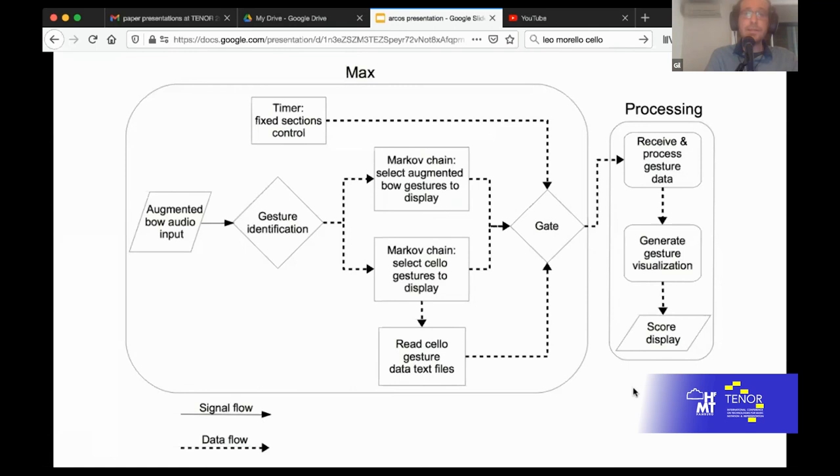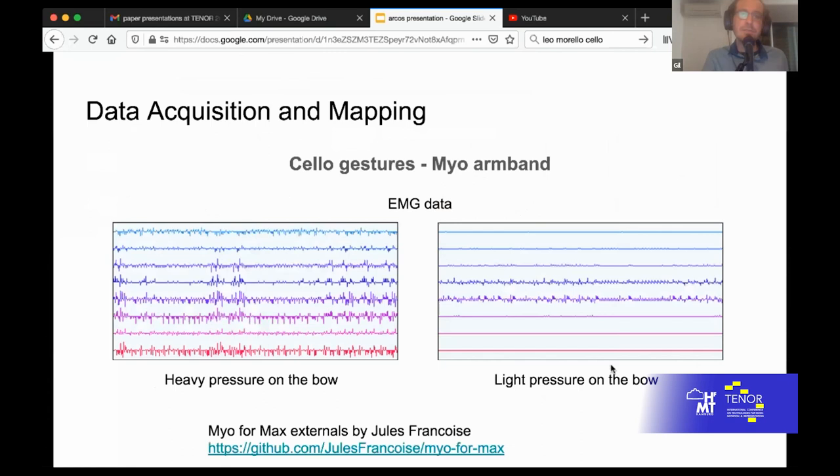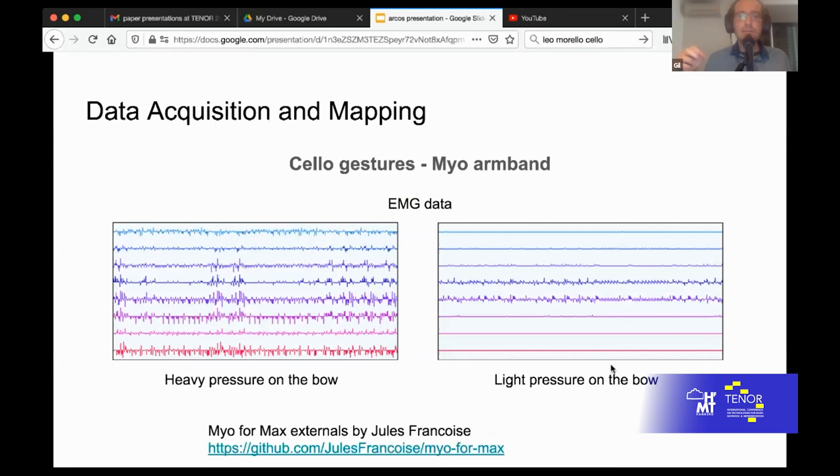So obviously, in this type of piece, when you use gesture data, an important part of it was to acquire the data and then how to map it. So with the cello gestures, I used a Myo armband, and with Leo Morello, we recorded all kinds of gestures. The gestures were saved onto text files, and there were also separate text files for EMG data, basically used to indicate pressure on the bow.